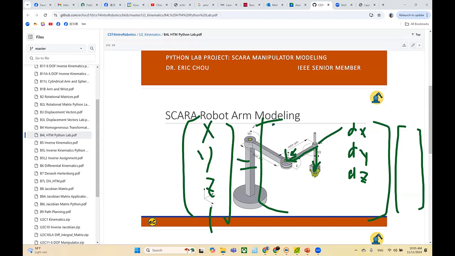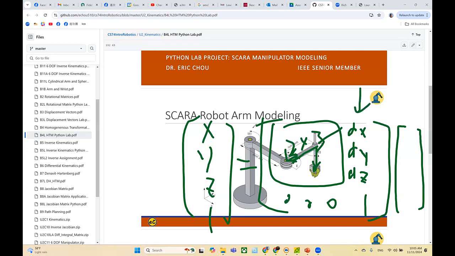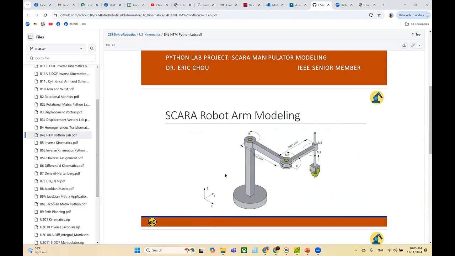And then there is this rotation of 3 by 3 over here. So you need to set up the displacement right here. That's the only thing you need to do for the matrix between frame 3 and frame 2. So that's what I can tell you so far with the chart.